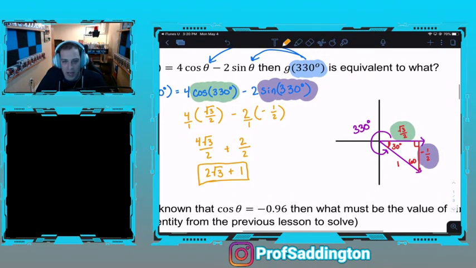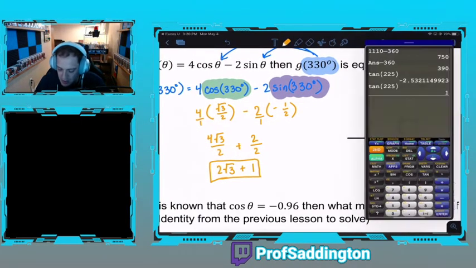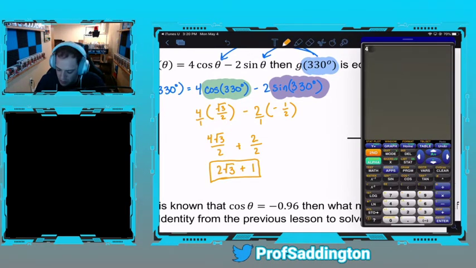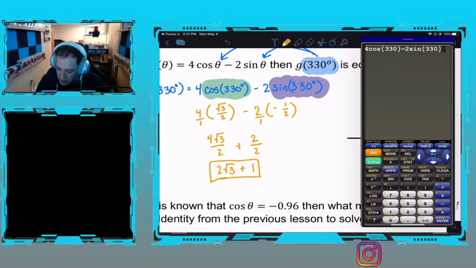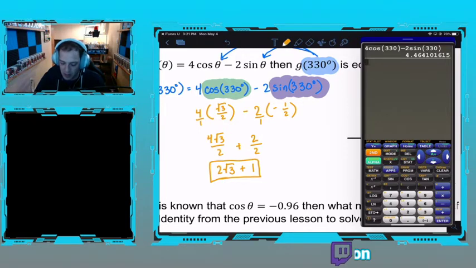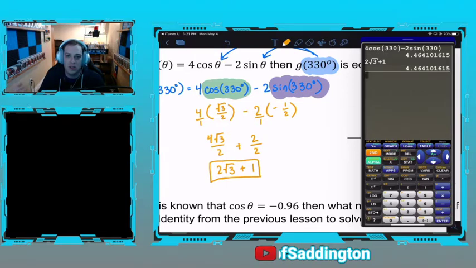So once again, you guys can check to make sure that this answer is correct if you really wanted to, because we could type it into the calculator. So I can do 4 cos of 330 minus 2 sine of 330. And I'm going to get that decimal of 4.464, and so on. So I'm going to type in the answer we just got, that 2 radical 3 plus 1. And as you guys can see, those two solutions are exactly the same. So the check works.